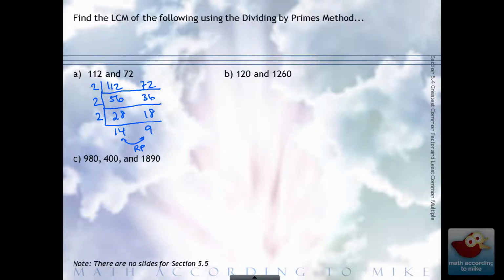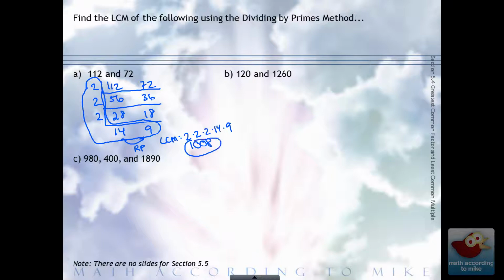If you wanted the LCM, you multiply all the numbers on the outside. So the thing I like about this is it's sort of visual. This forms like the letter L for LCM. So you would say LCM is equal to 2 times 2 times 2 times 14 times 9, which is equal to 1008. And we had this problem before, so we should get the same answer.